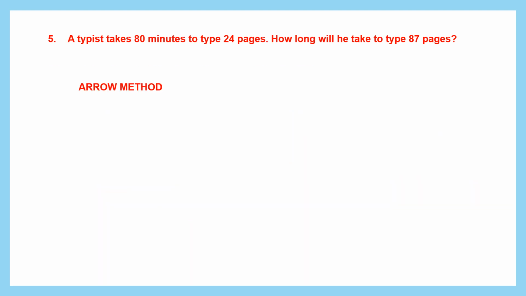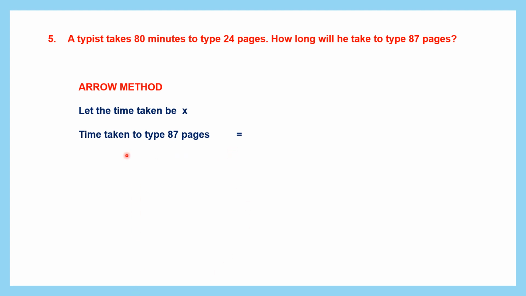So here a typist takes 80 minutes to type. So how long will he take to type? So the time taken we don't know. So that is going to be X. So let the time taken be X, and how long will he take to type 87 pages is what we are going to find out.